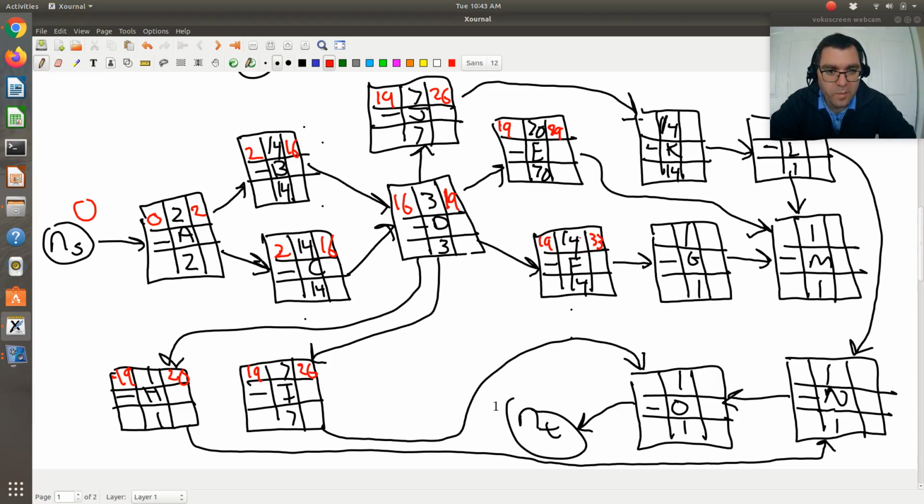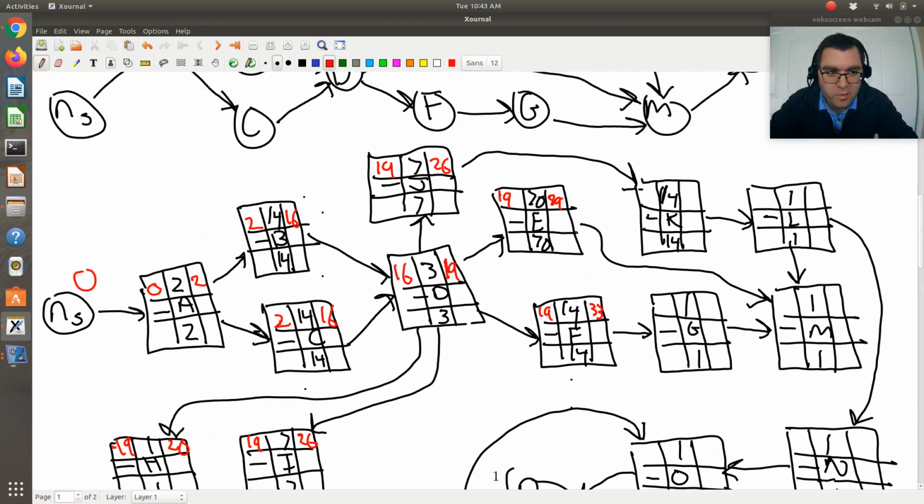Alright, then as I build from there, I could go in a number of directions. Okay, but let's look at G. G has a precedence of just F, so its earliest possible starting time will be 33, has a duration of 1, so its earliest possible finishing time is 34.